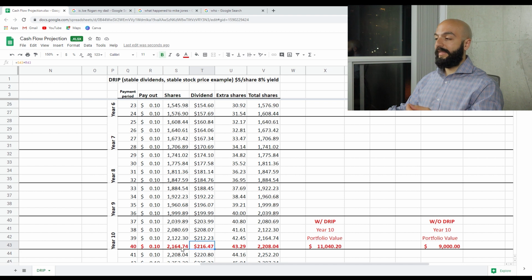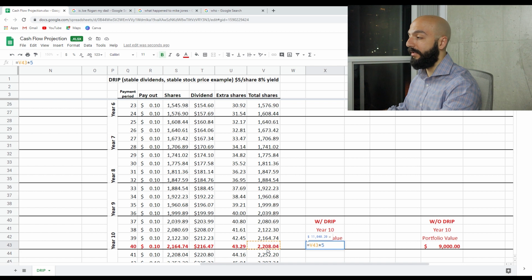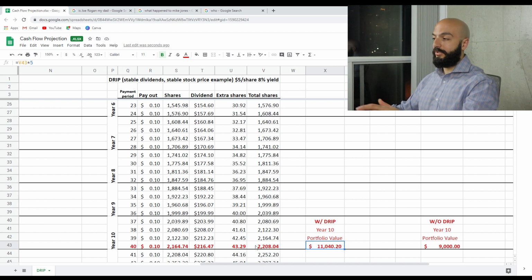At the end of 40 pay periods, we're at $216. That's over double of what we paid. That is our distribution. Now take a look at our value with DRIP. The value of our total portfolio, it's pretty easy. If we go $5 times the number of shares we have, which is 2,208 shares, we're at $11,000.